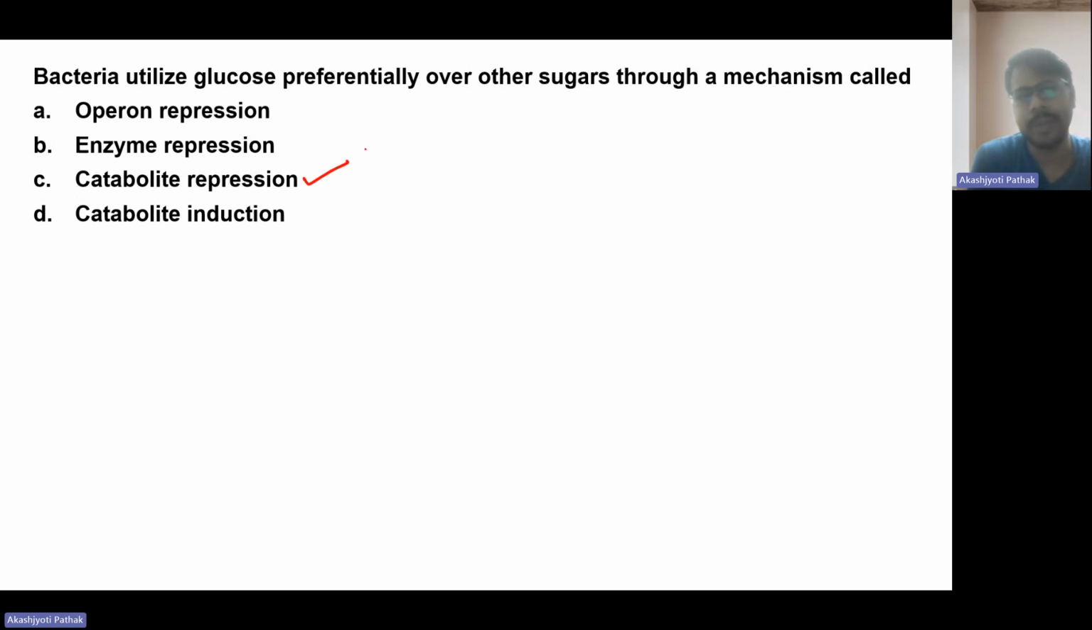So what happens if the bacteria is grown in a media which has both glucose and other sugar substrate? For example, it has glucose and lactose. Then the bacteria, what will it do? It will preferentially utilize glucose, and once all the glucose has been utilized, then it will transition to utilize lactose from the media. And how is it done? So this mechanism is called catabolite repression.